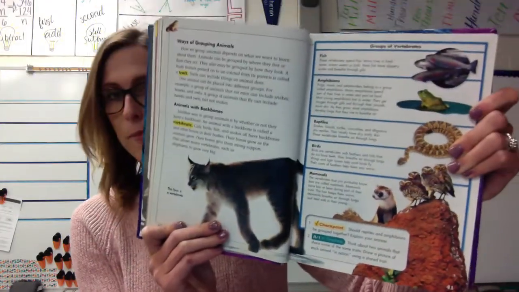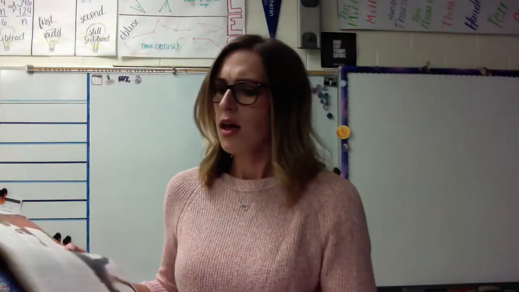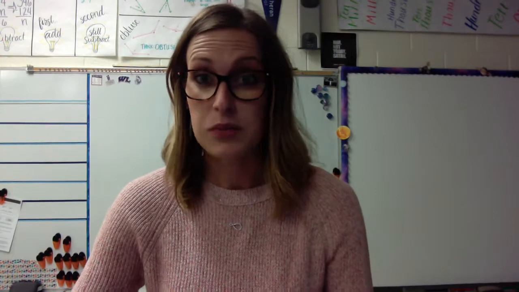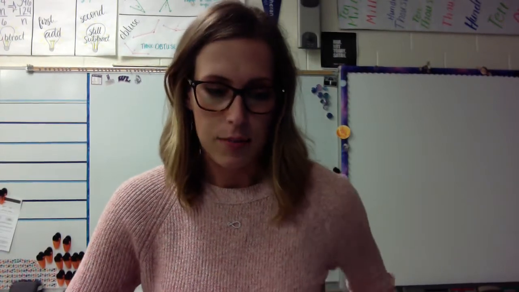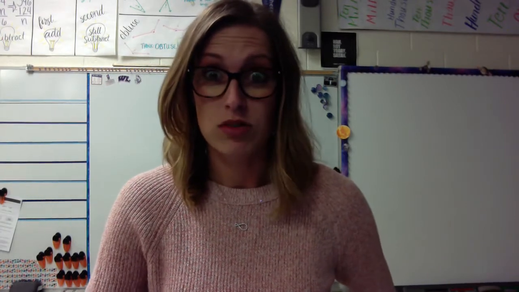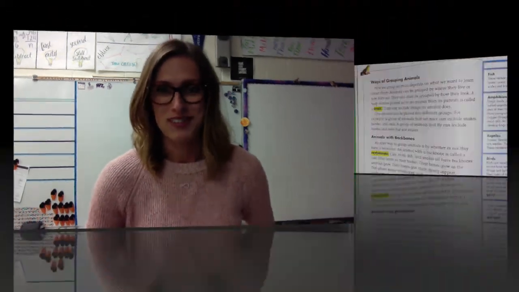All right? Page 40. On page 40 at the top, you see ways of grouping animals. That's where we're going to start reading. I'll get under my dot cam so you can follow along and make sure that you're filling out your notes. Remember, when you're done with your notes, keep them in your book. You'll turn them in when we're completely done with our chapter.